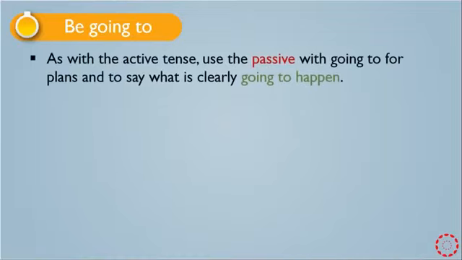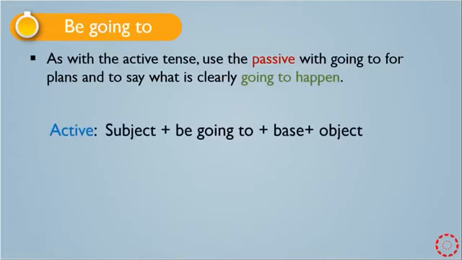And also we have another passive form with be going to in present continuous. As with the active tense, we use the passive with going to for planning or to say what is clearly going to happen. Also, it is the active form of present continuous with be going to. We have subject and then we have be going to followed by the base form of the verb, and then we have an object.